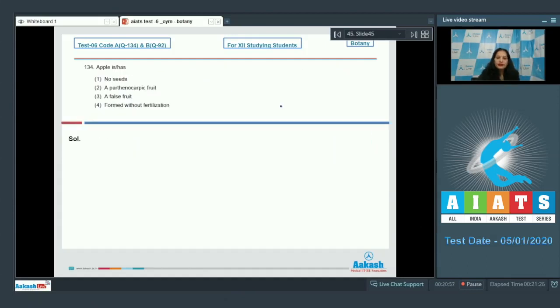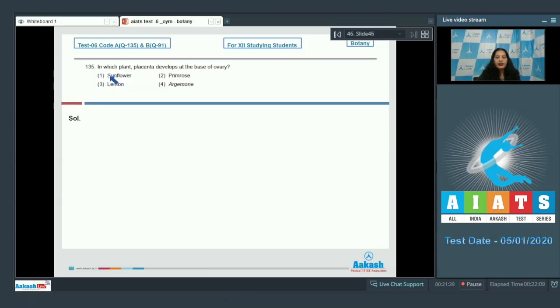Apple has no seeds? Apple has seeds, you must have eaten it. So this is incorrect. It's a parthenocarpic fruit? No, because apple is formed by fertilization and parthenocarpic fruits are developed without fertilization. It's a false fruit. Yes. Why? Because fruit formation involves the ovary as well as other parts also. Fourth, formed without fertilization? No. So the correct option for the given question is option number 3. Let's move to the next question.